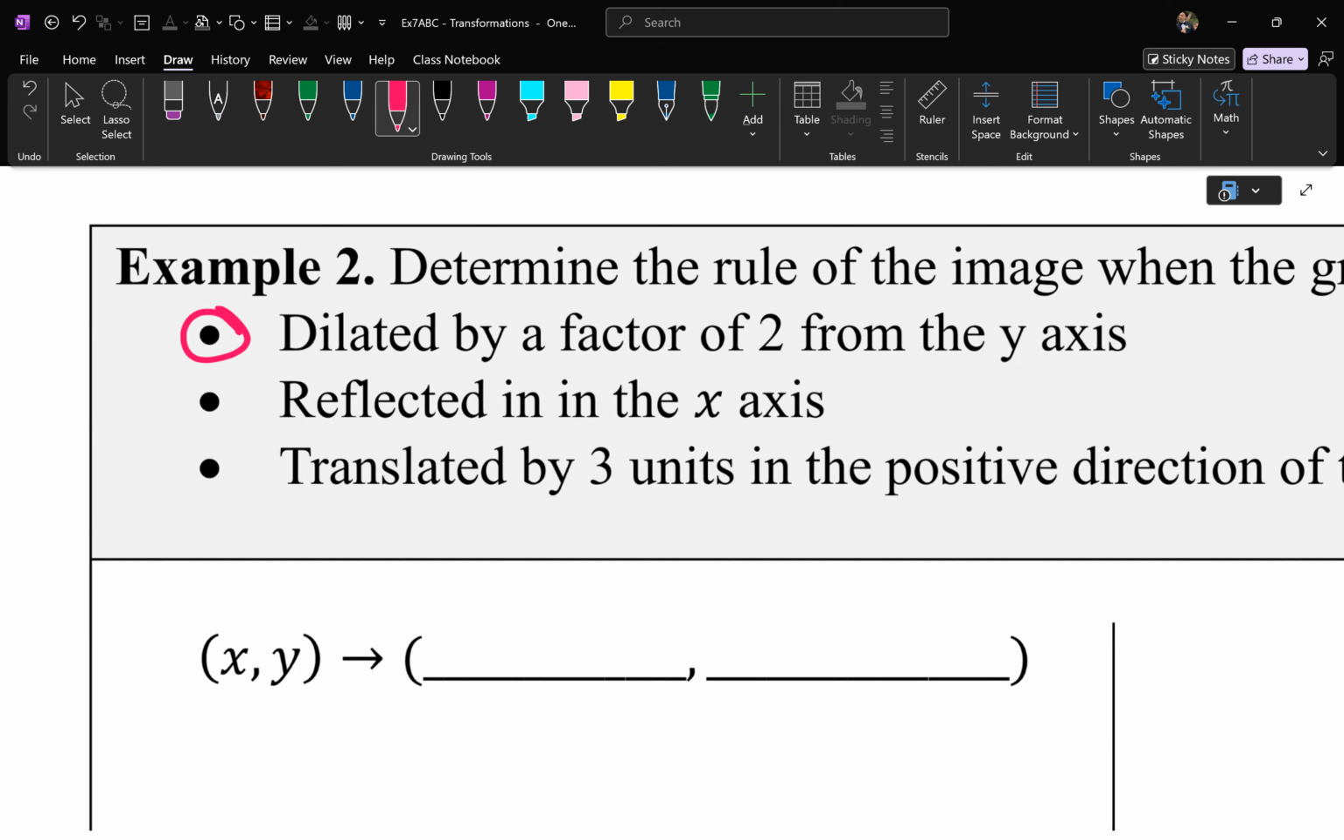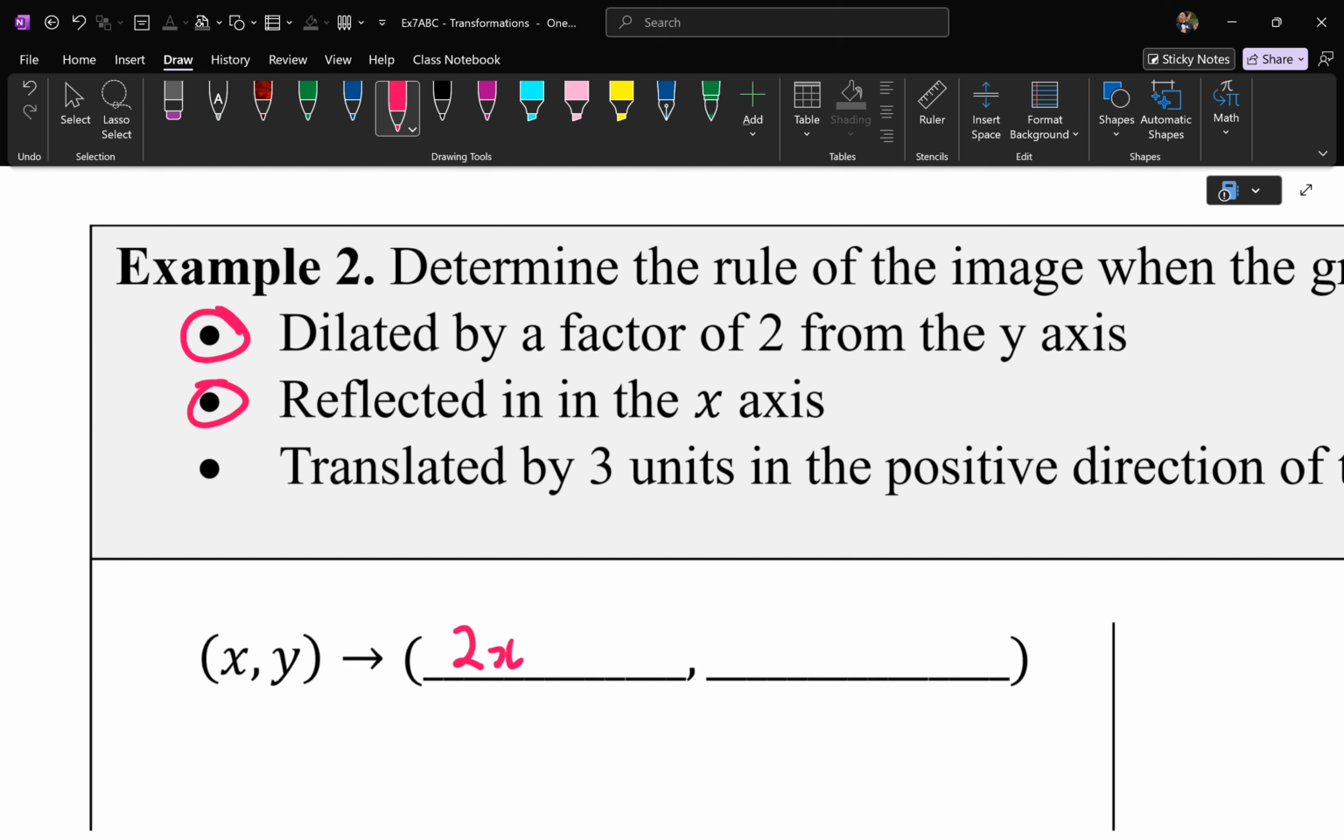Very good. So dilate means times 2, to which values, y-axis. So think about the y-axis, it's from. When you do that in your hand movements on your head, it's clearly multiplying the x-axis. Yeah? So it has to be 2 times x because it's a horizontal stretch. Good. Reflected in the x-axis.